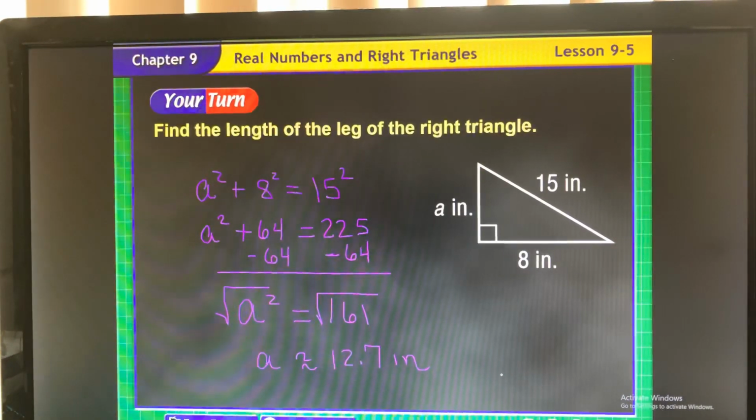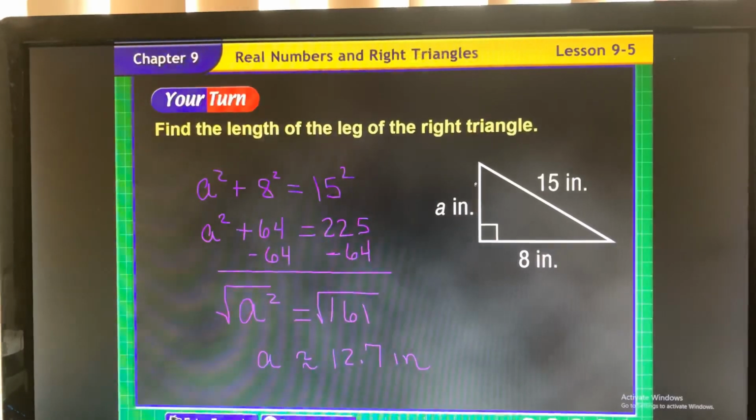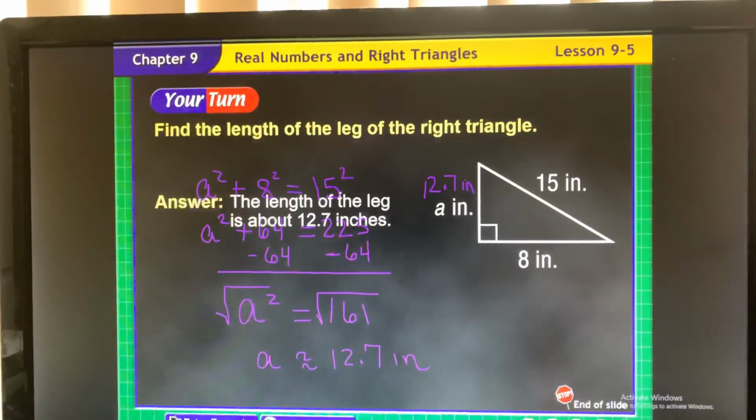There you go. Even though it doesn't look like it, this is not a very good picture. Clearly, this leg looks longer than this leg, and we're saying that this one is 12 7/10 of an inch. So you can't go by what the picture looks like. You got to go by plugging it into the formula. Just remember that for your homework.